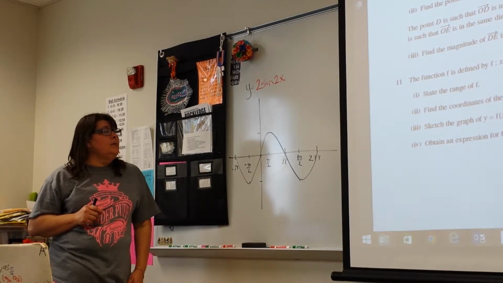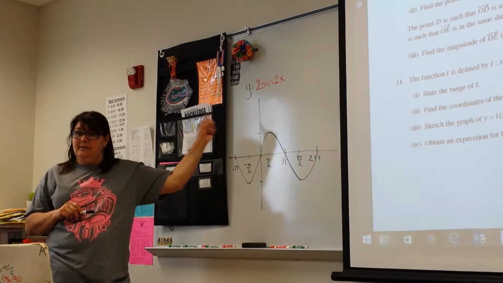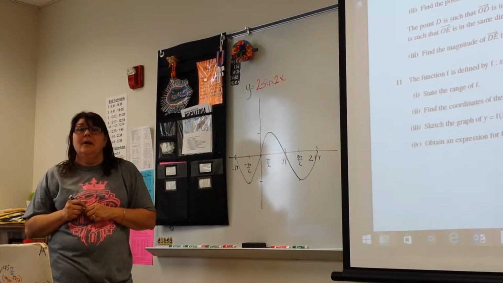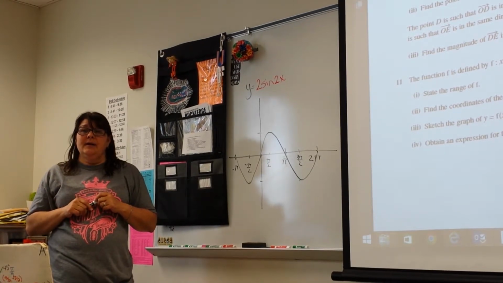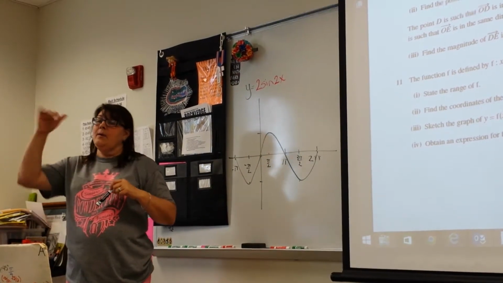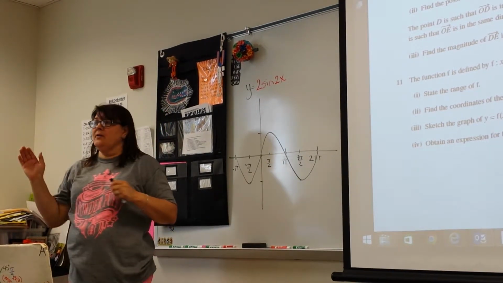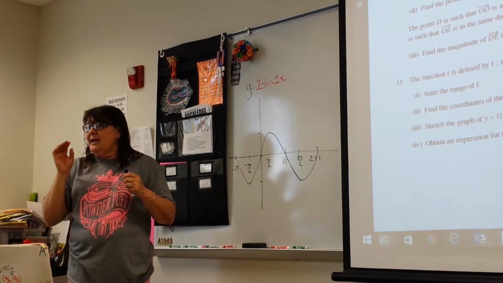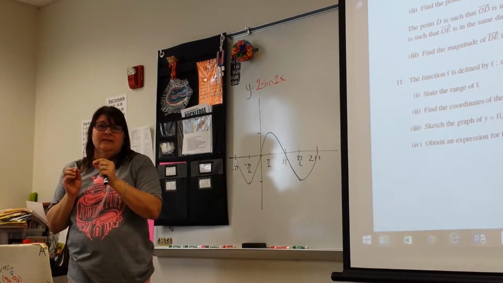So what would my period be for this red? Pi. How'd you get it? 2 pi divided by 2 is pi. So what does that mean? That means this graph is still going to start at 0, go up and come down. Instead of going up and down to 2 pi, it's going to be done by pi. Does that make sense? It shortens the wavelength.